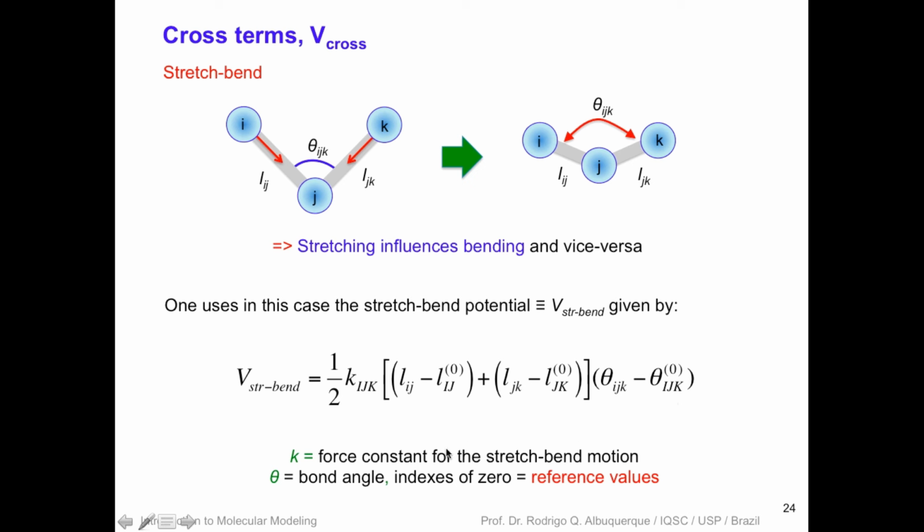And here we have three variables. We have the bond distance between I and J, the bond distance between J and K, and the bond angle between I, J, and K. The three of them can change during the simulation. This is the first constant for this coupled stretch-bend potential.